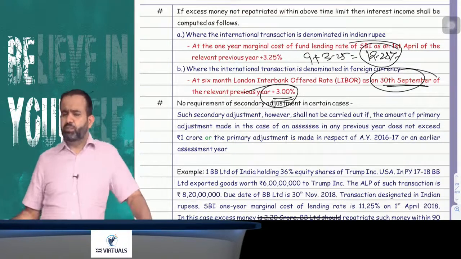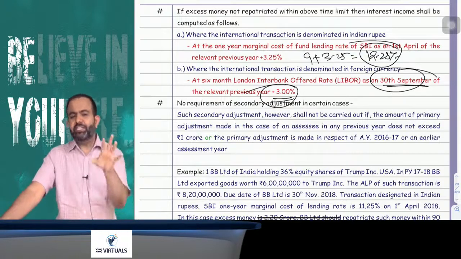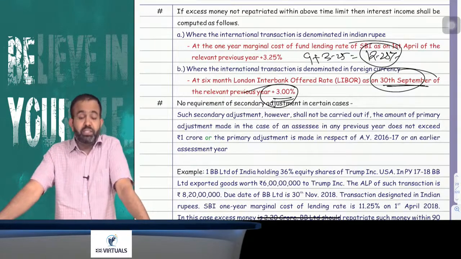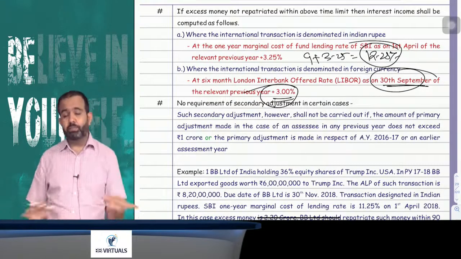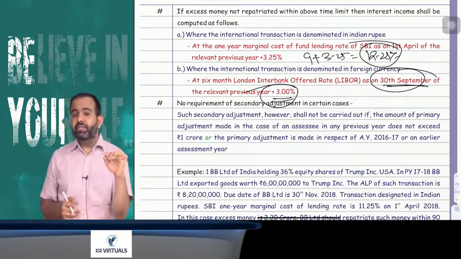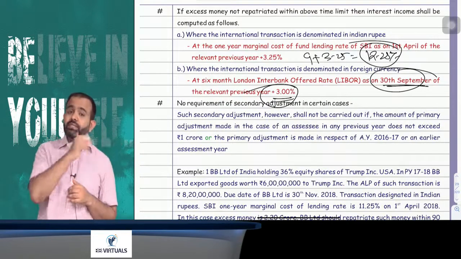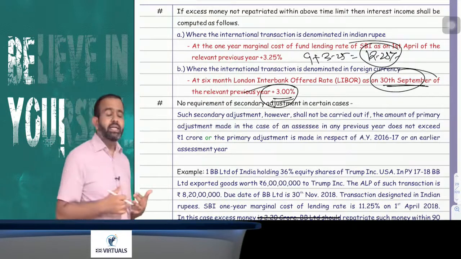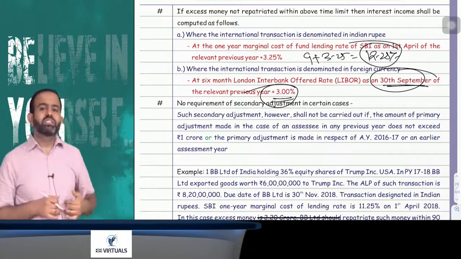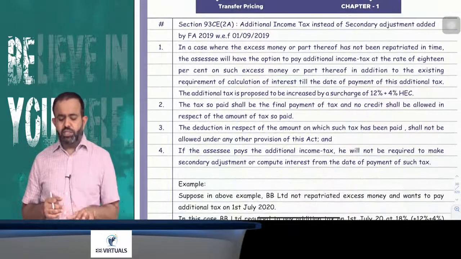Yes. Now guys, all people just pay attention, very interesting part. This primary adjustment and secondary adjustment: the secondary adjustment is applicable only if your primary adjustment is more than 1 crore. Means if primary adjustment is up to 1 crore, in that case secondary adjustment is not applicable. One more point. If the primary adjustment is related to assessment year 17-18 or afterwards, then only secondary adjustment is applicable. In simple words, if the primary adjustment is for assessment year 17-18 onwards and is more than 1 crore, then only you are required to do the secondary adjustment, otherwise it is not required.